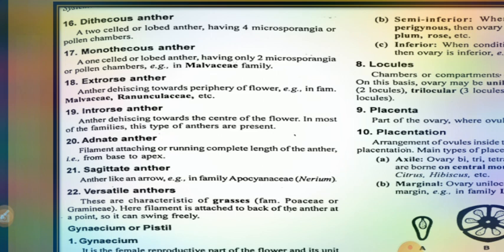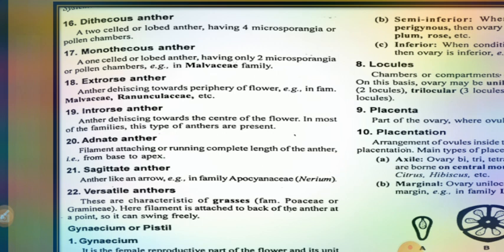Then adnate means the filament is attached along the complete length of the anther, from base to apex. This is known as the adnate anther. Then sagittate means anther like an arrow, and that is in the family Apocynaceae.